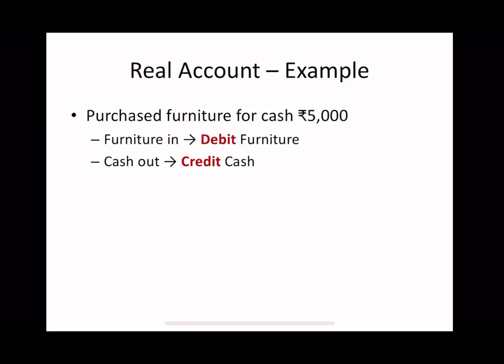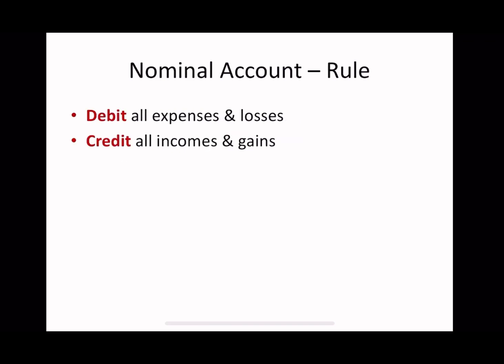The example for real account: purchased furniture for rupees 5,000. Furniture comes into the business, so furniture account is debited. Cash goes out of the business, so cash account is credited. Journal entry will be furniture account debit to cash account.